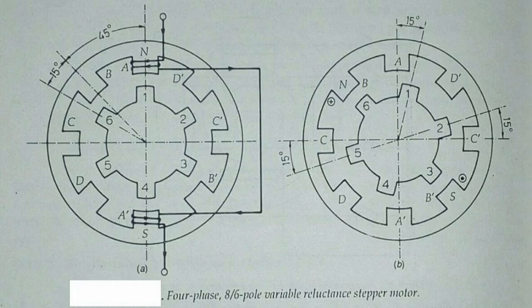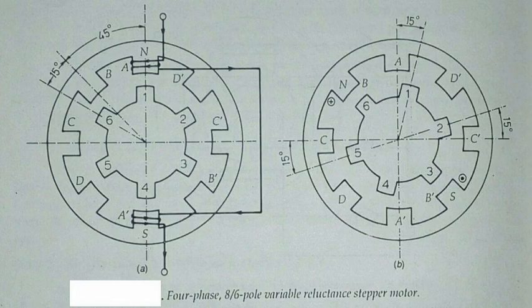The coils wound around diametrically opposite poles are connected in series, and four circuits, meaning phases, are formed. These phases are energized from a source through an electronic switching device. The rotor has 6 poles. For the sake of simplicity, only phase A winding is shown in figure A.